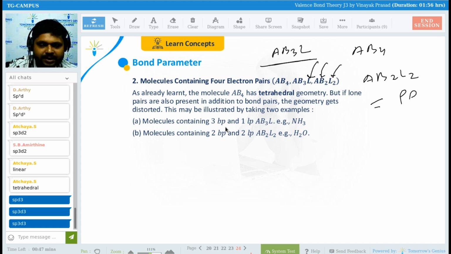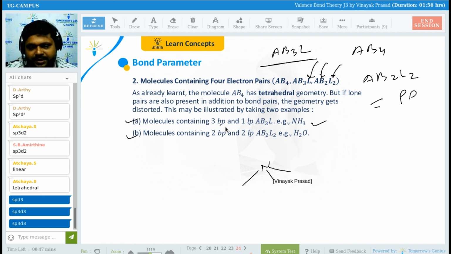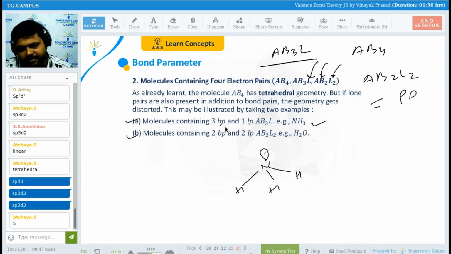Getting my point, everyone? See, in the case of three bond pairs and one lone pair, that is NH3. You can see here nitrogen has three bonds attached with hydrogen and one lone pair, as the total number of electrons in the outer valence shell of nitrogen is 5. Getting my point, everyone? 5, yes, very good answer. So one lone pair will be there, right?